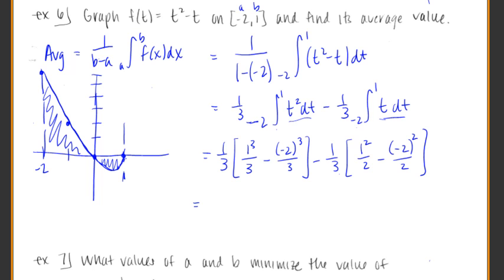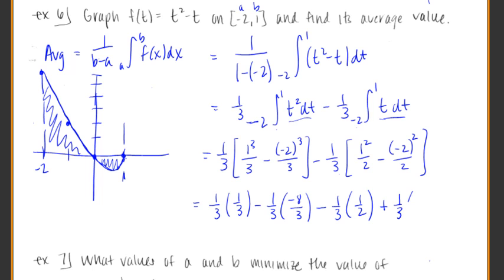All right, so let's clean this up. Let me write it like this: 1/3 times 1/3 minus 1/3 times -8/3, minus 1/3 times a half, plus 1/3 times 4/2. Okay, so 1/9 plus 8/9 is 9 over 9, which is 1.